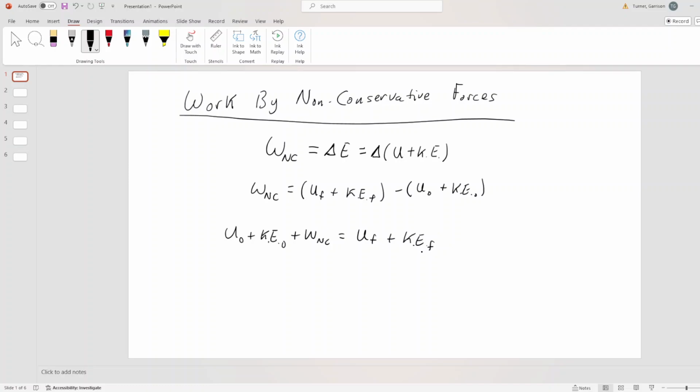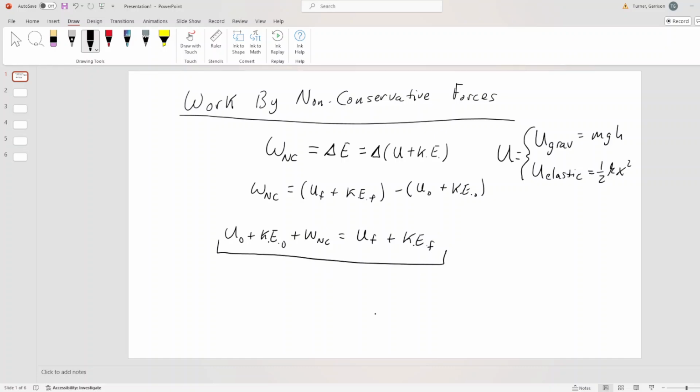Now remember that the potential and the kinetic, these are your mechanical energies. And thus, your U will have components due to gravity or elastic, so U grav and U elastic. Your mechanical potential energy will be split up between these two parts. But this is the basic statement of conservation of energy with the application of non-conservative forces. So when I have non-conservative forces doing work, this is what will happen.